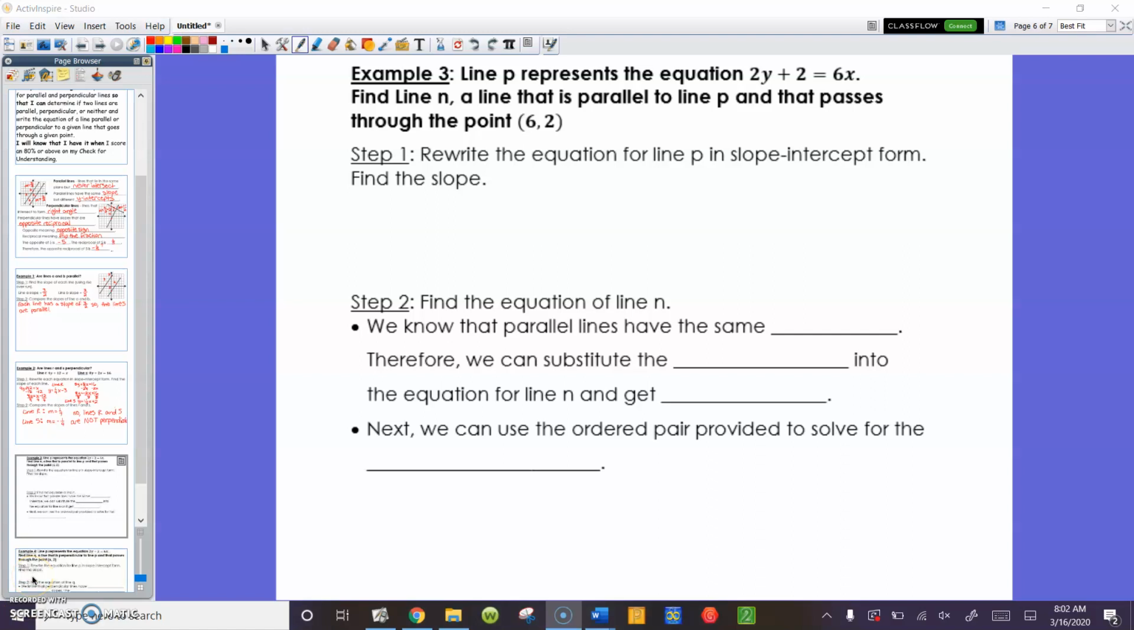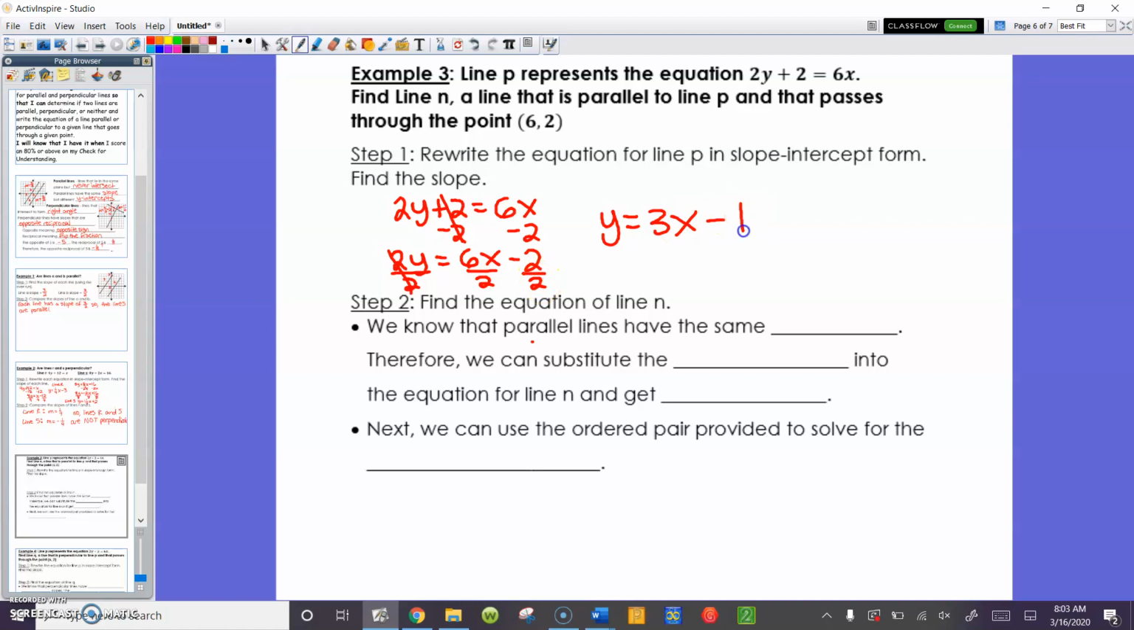Line P represents the following equation. So we're going to find the line N, which is a line that is parallel to P and that passes through (6, 2). So the first thing we need to do is rewrite the equation in slope-intercept form. So 2y plus 2 equals 6x. We're solving for y, so we'll subtract 2 on both sides. 2y equals 6x minus 2. And now we're going to divide each term by 2. So y equals 6 divided by 2 is 3, 3x minus 2 divided by 2 is 1.